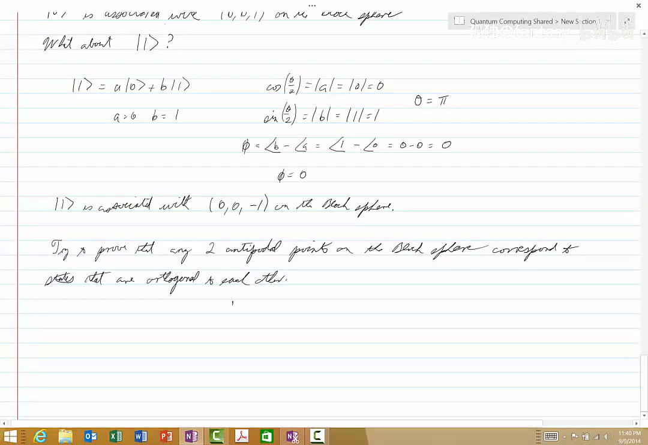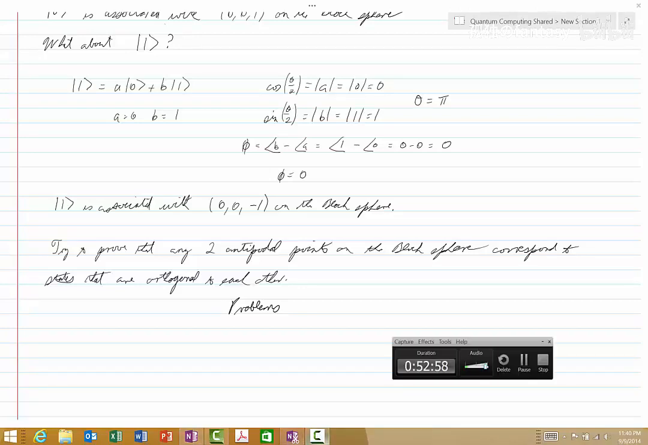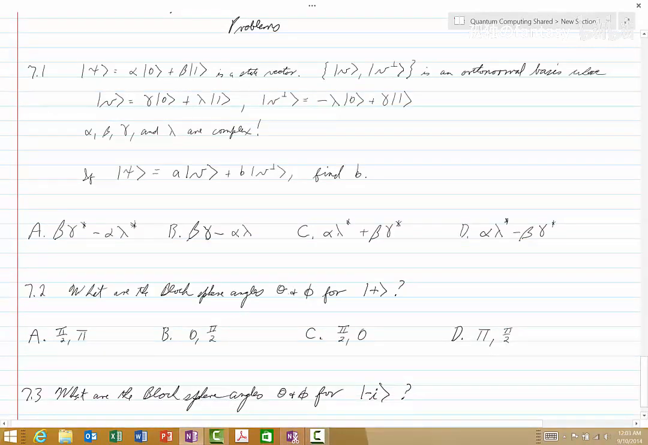And so now for the problems, and these will be the last problems that we will do in Chapter 2. Our next lecture will begin the discussion of Chapter 3. But let's look at some problems for this lecture.